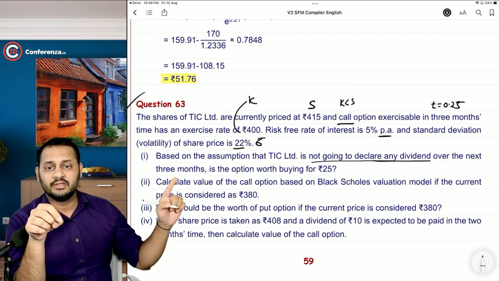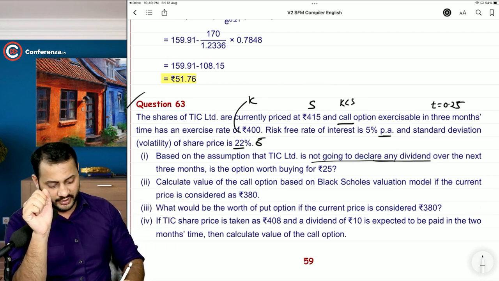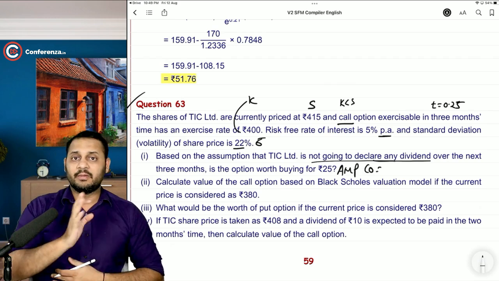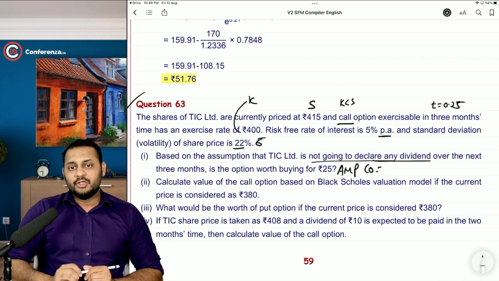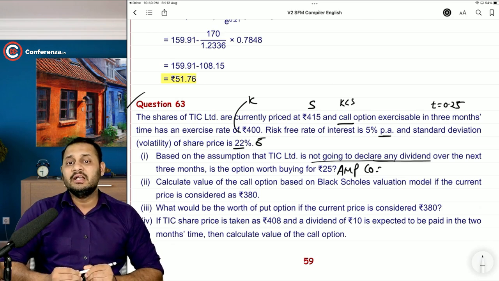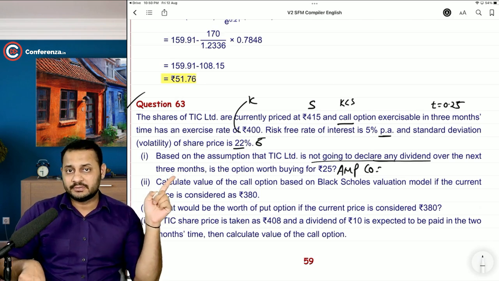Is the option worth buying for 25? This is the actual market price of a call option, called the premium. So in order to buy this call option, you have to pay a premium of 25 rupees. Now the question is asking you whether this is the right price. Is it worth buying for 25?